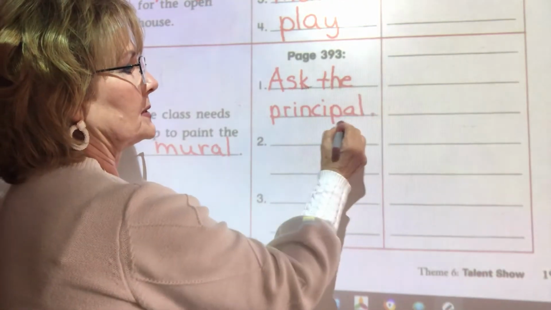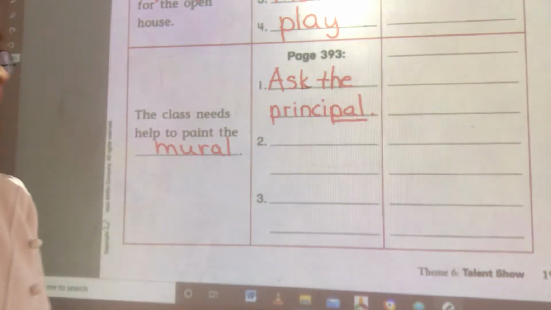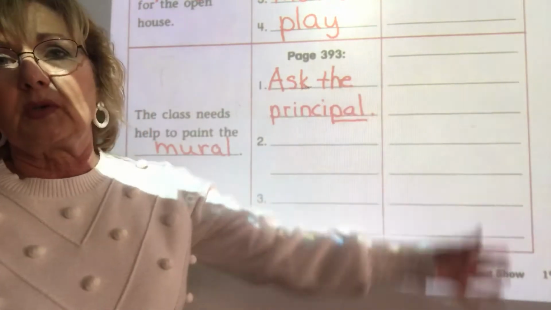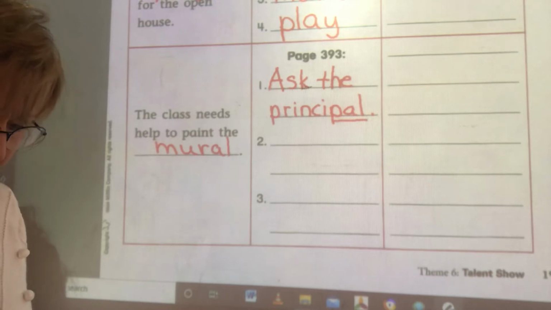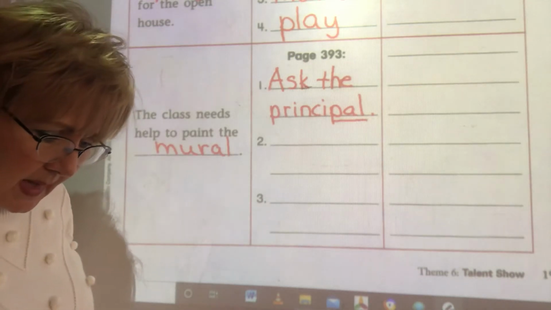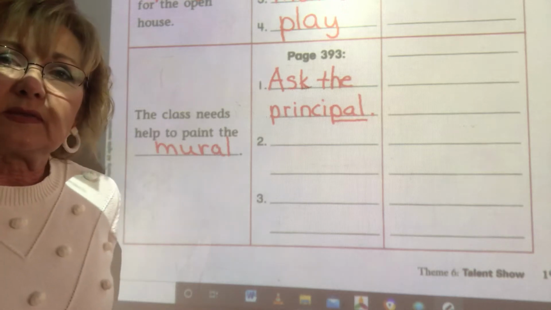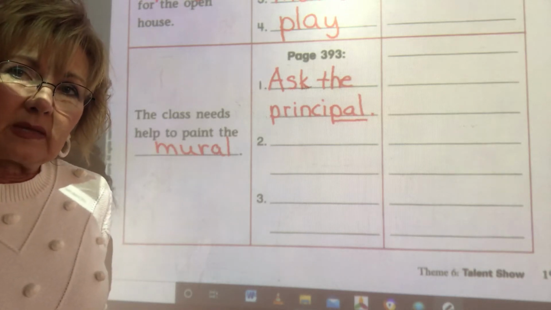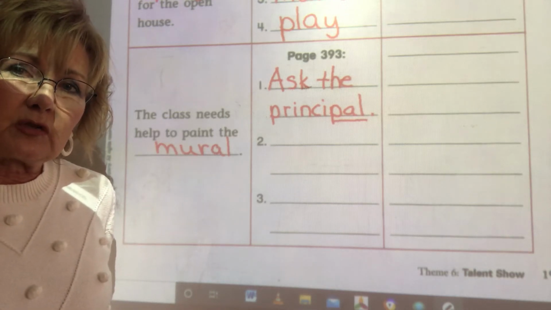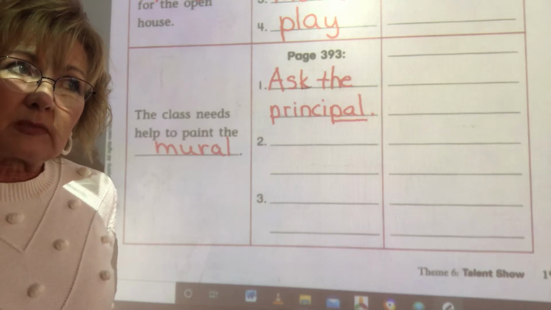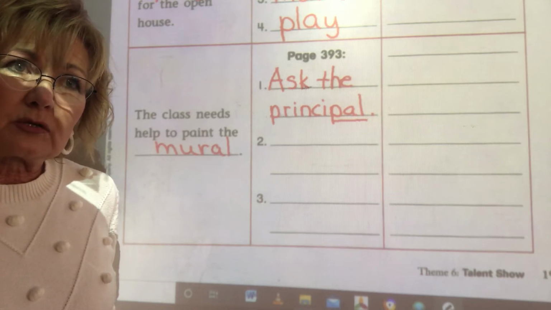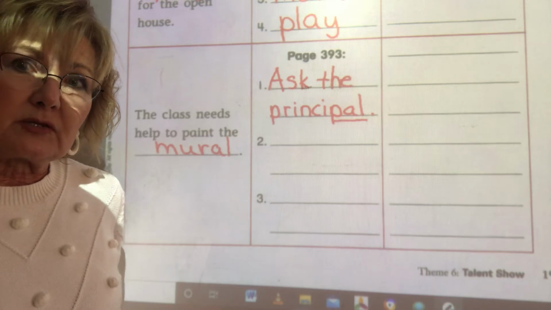And that's spelled with a pal because he's your pal. Ask the principal. And we don't have room to say for permission, but that's what they did. And then they needed some supplies. So who were they going to get these supplies from? The PE teacher, the Coach Carlo, the Mr. White, the Bible teacher, the art teacher.